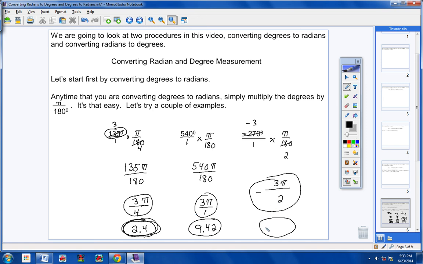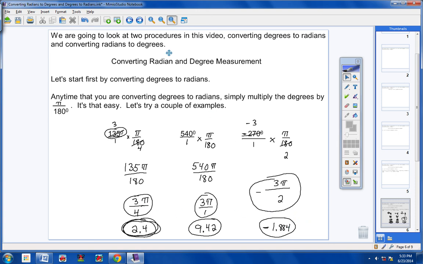Let's go ahead and do one more right here. I'm going to bring down my negative sign. I have 3 times pi, so 3 times 3.14, and then divided by 2, and you will get negative 1.884. And so there we go. Negative 270 degrees is negative 3 pi over 2 in radians, and it's also negative 1.884 in radians written as a decimal. So please know how to do those both ways.